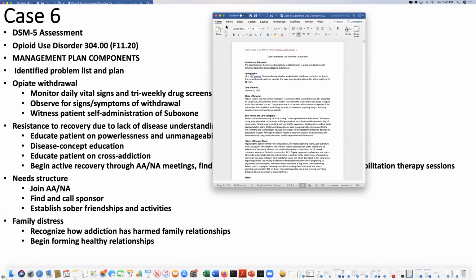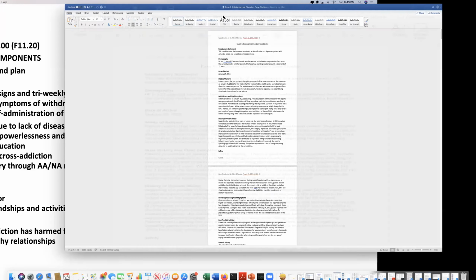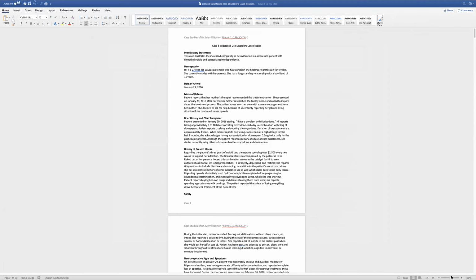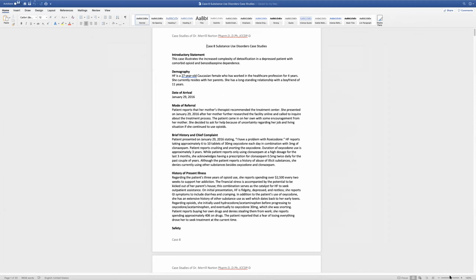Here we are. All right, here we go. Let's see what we got here. Now I'll try to abbreviate this. This is a 27-year-old Caucasian female, has a boyfriend of 11 years. She has comorbid opioid and benzodiazepine use disorders. She reports that her mother's therapist recommended treatment. Mother researched and inquired, and they decided she would come to treatment.